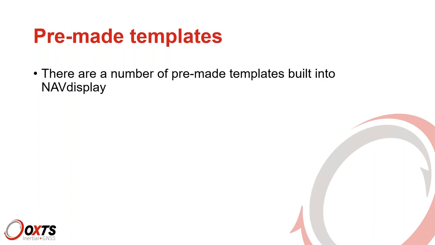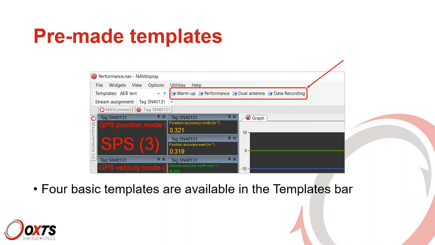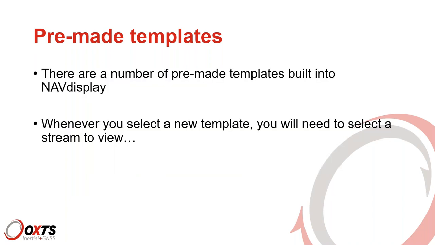So the pre-made templates that we have built into NAVdisplay, the four basic ones, are available on the quick start bar just at the top, so it's easy to change between them, but you can change which ones are displayed here. The four basic ones are warm-up template, performance, dual antenna, and data recording. I'll go into what these templates are used for.